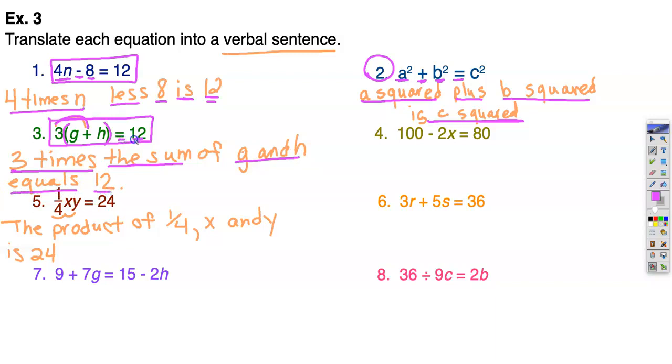So equals 12. Number 5, I also did, so we have a fourth, so we could say the product of 1/4, x and y would be one way to say it. You could even say the 1/4 times the product of x and y, and then I put is 24 because is means equal.